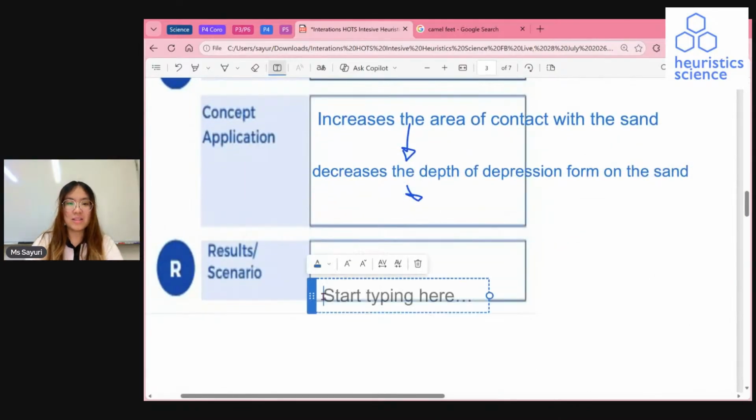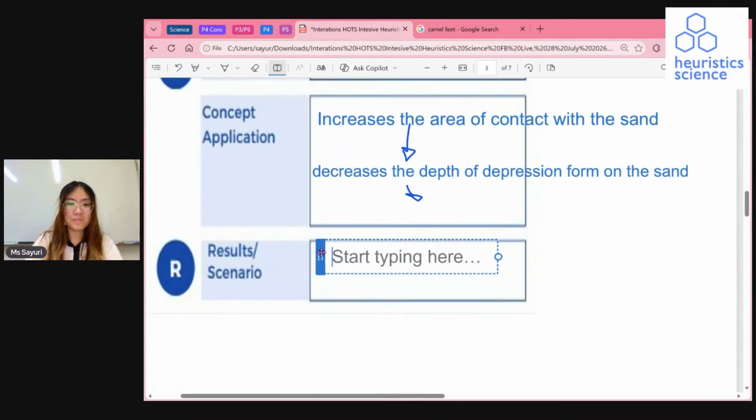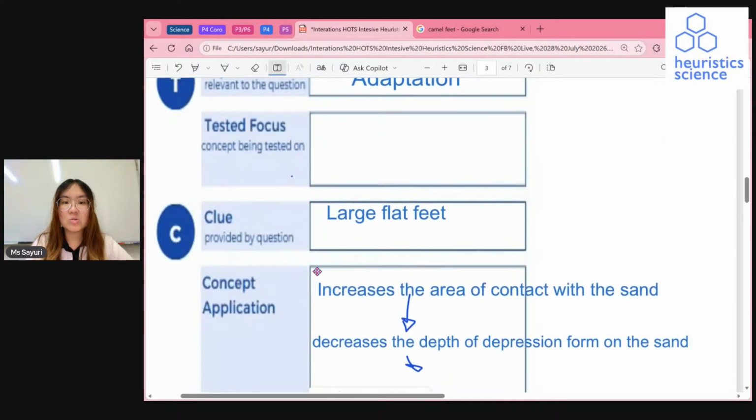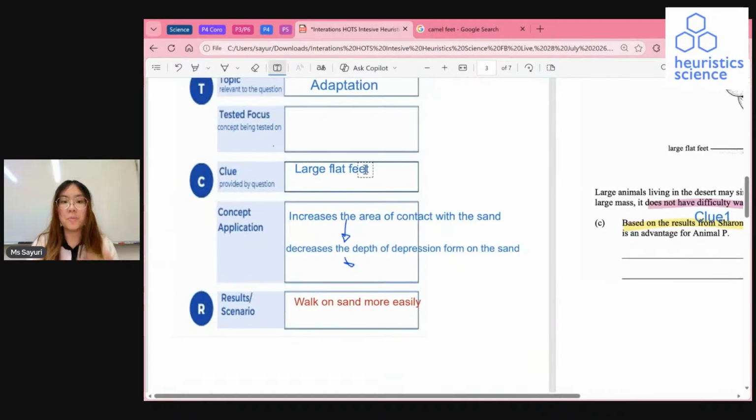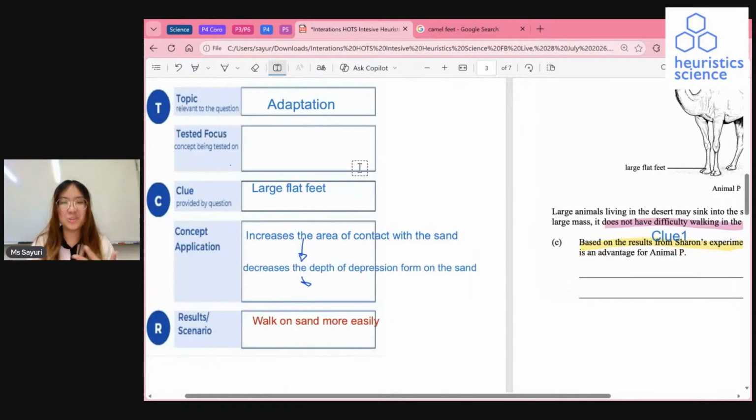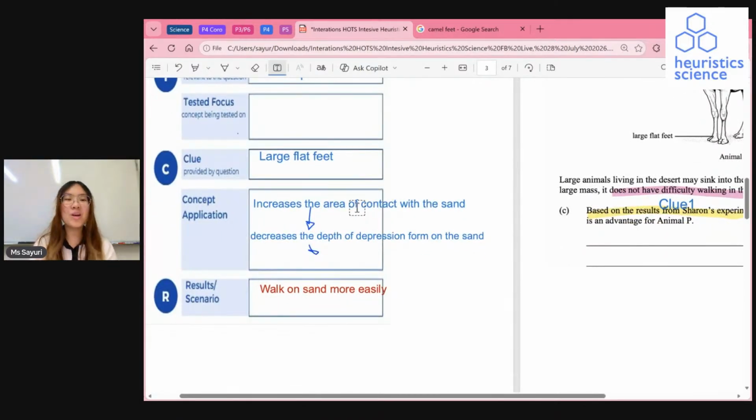So I'm going to just write down here, walk on sand more easily. You realize that my answer is also in level 2. So this is a good thing. It is better for the camel to have large flat feet. Because if you don't want to write increase the area of contact, you can also write the area of contact with the sand is larger, depth of depression is smaller. Then after that, you can also say that you can walk on sand more easily or easier, up to you.